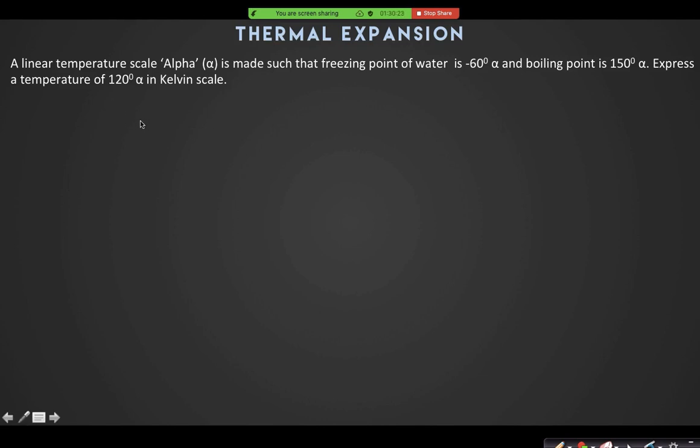Look, can I say 210 divisions in alpha is equal to 100 divisions in Kelvin?